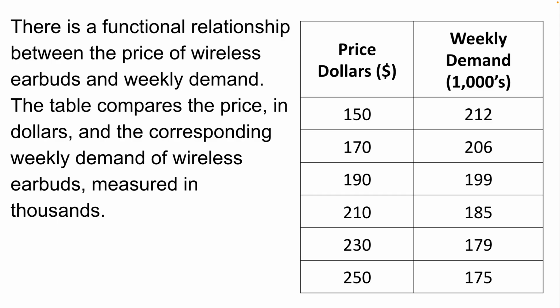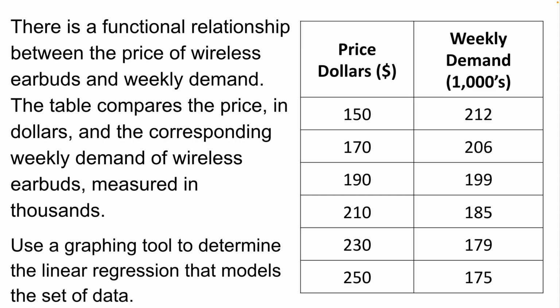On the left side of our table, we see the price in dollars. These values range from $150 to $250. On the right side of our table, we see the weekly demand in thousands. These values are decreasing from 212 to 175. Let's use a graphing tool to determine the linear regression that models the set of data.